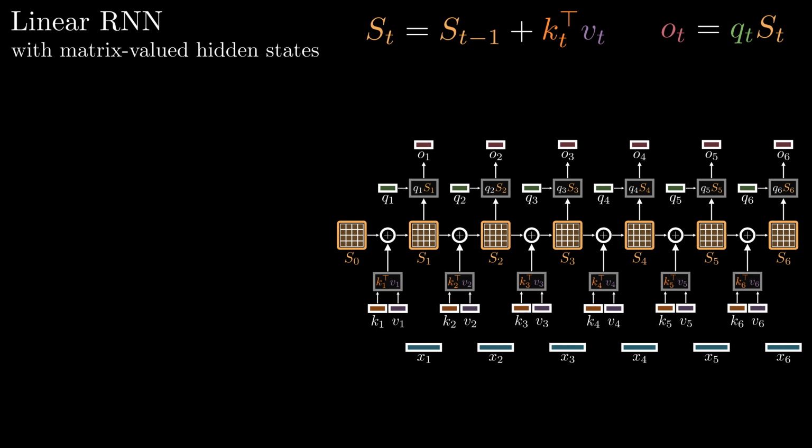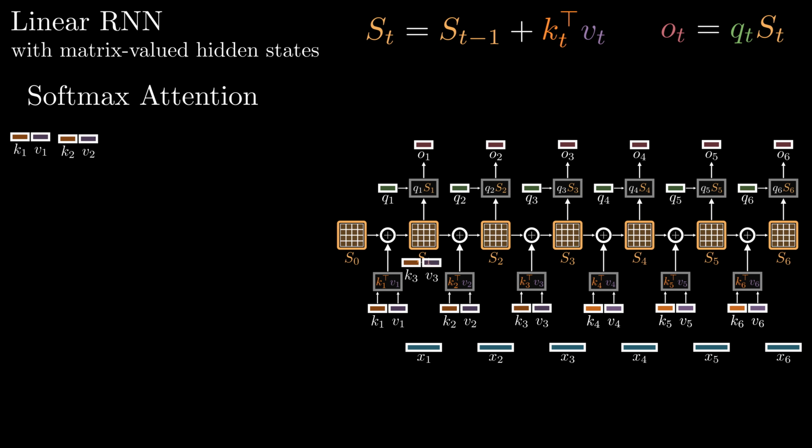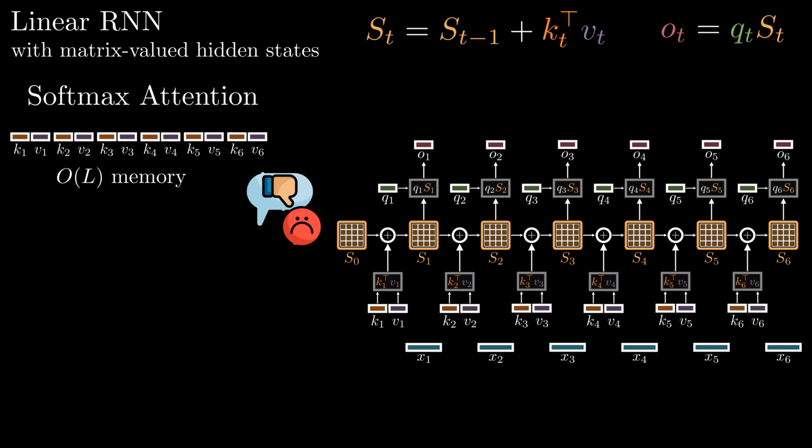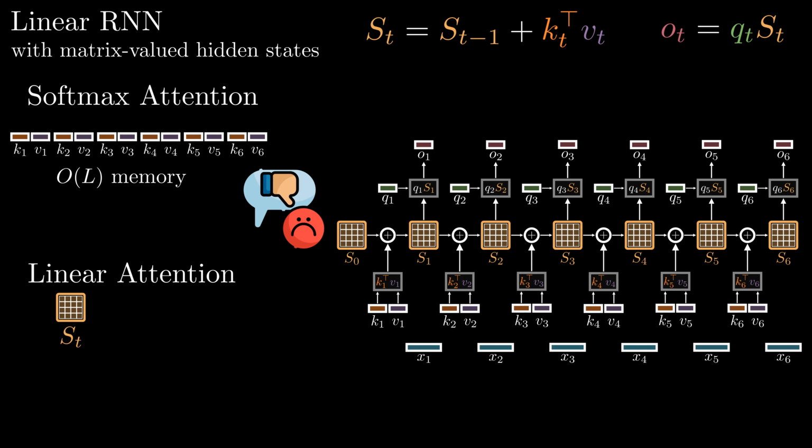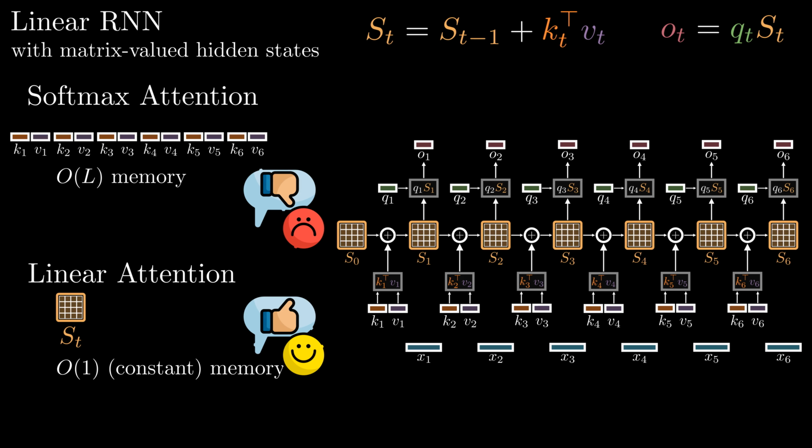But why is this useful? In standard softmax attention, we need to cache all the previous key and value vectors in memory. This means that the memory requirements grow linearly with the sequence length. In contrast, in linear attention, we only need to store the state matrix St, which has dimension dk by dv. The memory requirement is constant, no matter how long the sequence is.